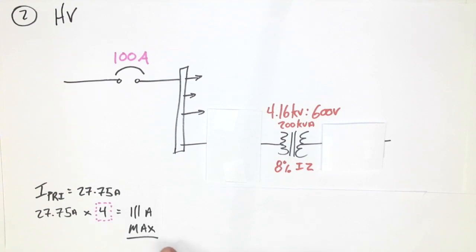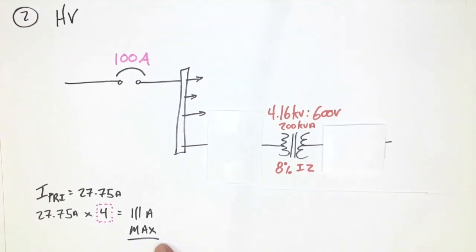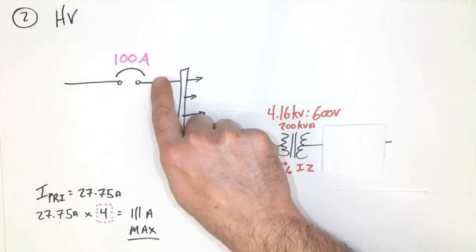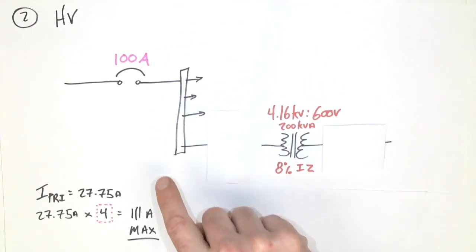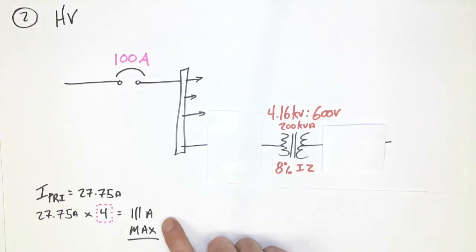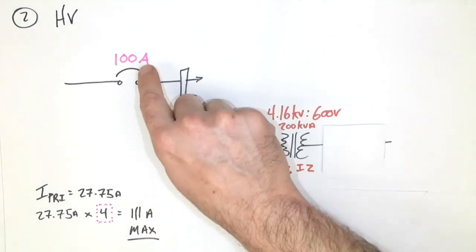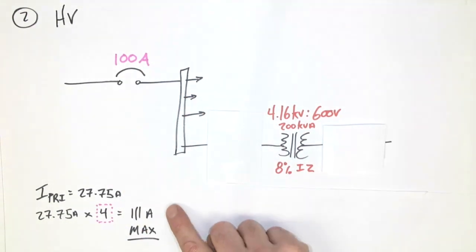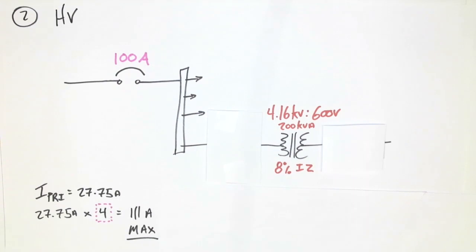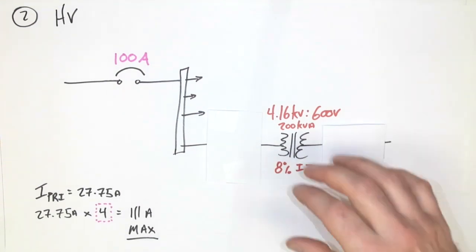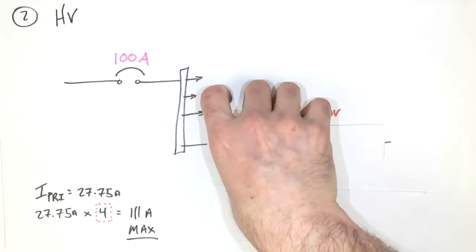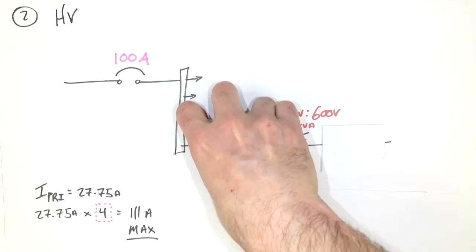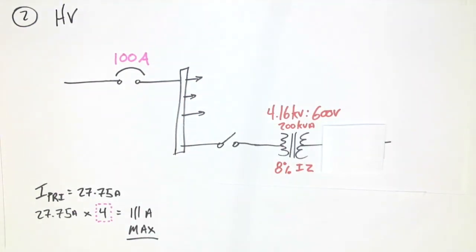So what this number here tells me is that yes, I can omit the primary overcurrent for this transformer because the primary feeder here does not exceed this number. Put it another way, this is smaller than the number I calculated. And because it's smaller, I am permitted to omit the primary overcurrent protection for the transformer. So we're going to put a disconnect in there.